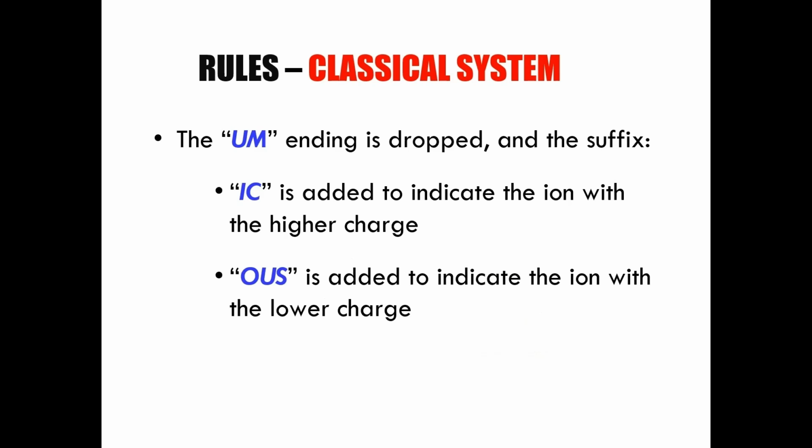The rules for the classical system of naming are actually quite simplistic. You take the Latin name of the element that ends with the letters "um" and you drop it and replace it with a new suffix. A suffix is the ending of a word. Now, the new suffix will indicate whether you're describing an ion with a high charge or an ion with a low charge. If you're describing the ion with a higher charge, the suffix "ic" is applied to the Latin name. If you're describing the ion with the lower charge, the suffix "us" is applied to the Latin name.